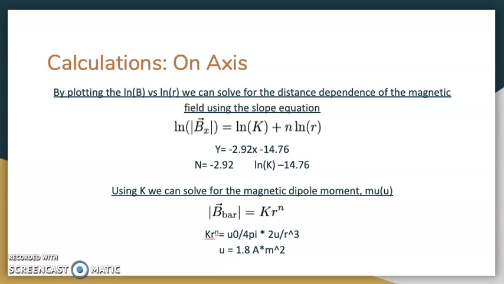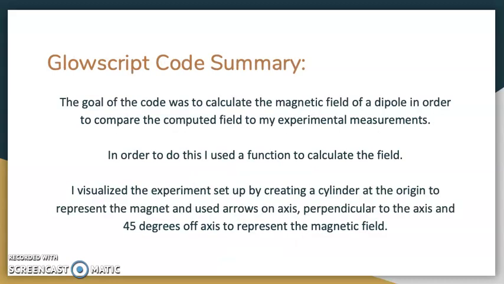I then used this natural log of K equal to negative 14.76 to solve for K, and then I used that to solve for the magnetic dipole moment, once again using the distance formula of B bar equals K times R raised to N. Rearranging this and inputting the equation for B bar, I solved for mu equal to 1.8 amperes times meters squared. Next, I coded my GlowScript code, and the goal of this was to calculate the magnetic field of a dipole in order to compare the computed field to my experimental measurements off-axis.